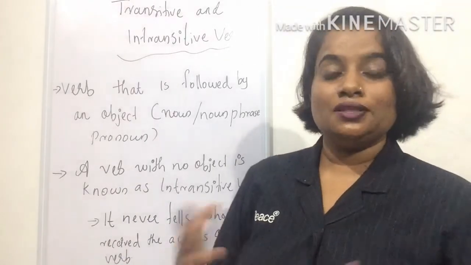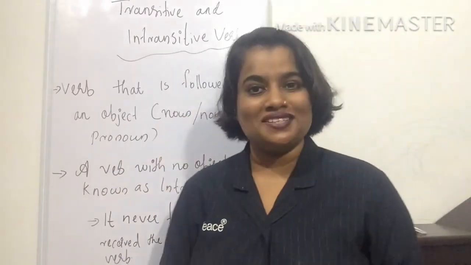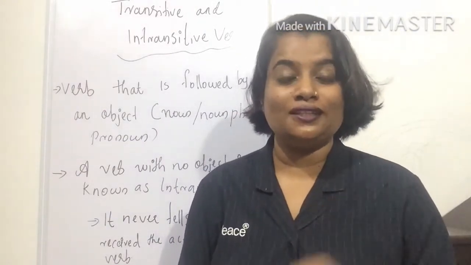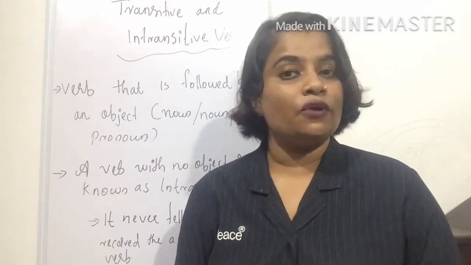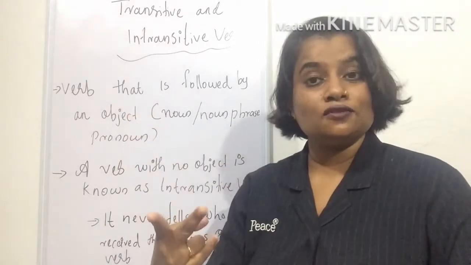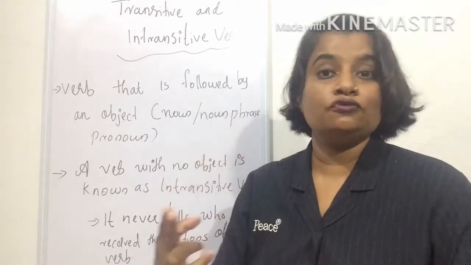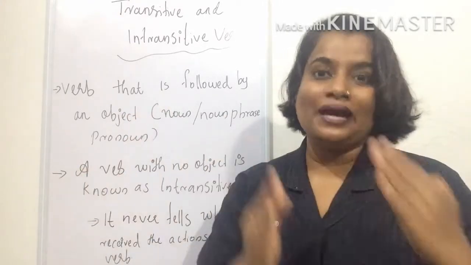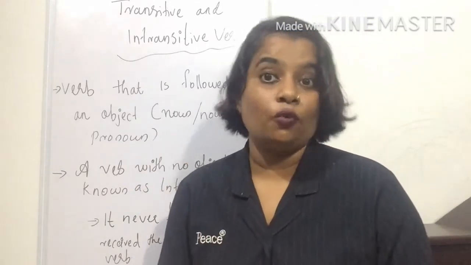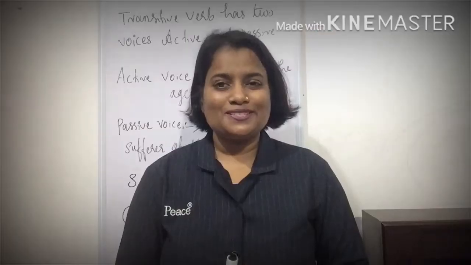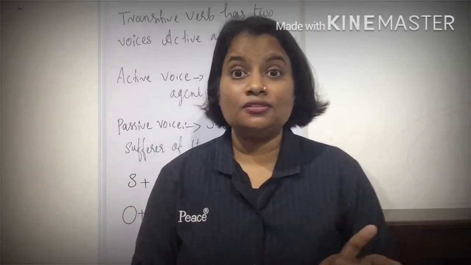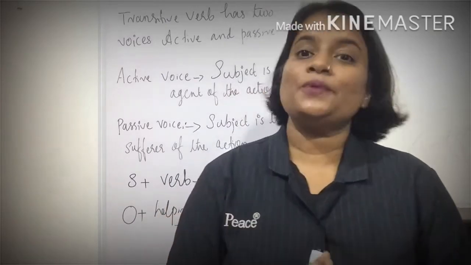I don't want to discuss the transitive and intransitive verb further. What is our ultimate intention? That is to focus only on the active voice and passive voice. A transitive verb has two forms: active voice and passive voice. So let us discuss active voice and passive voice. Before that, I hope you have learned the structure of the statement properly.